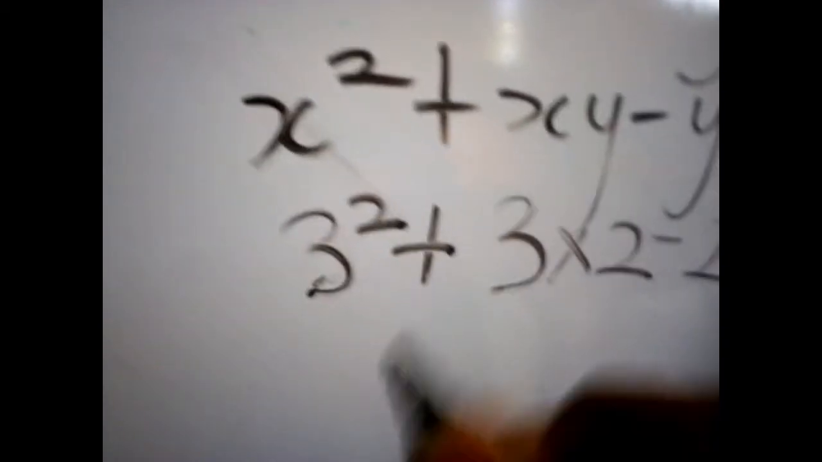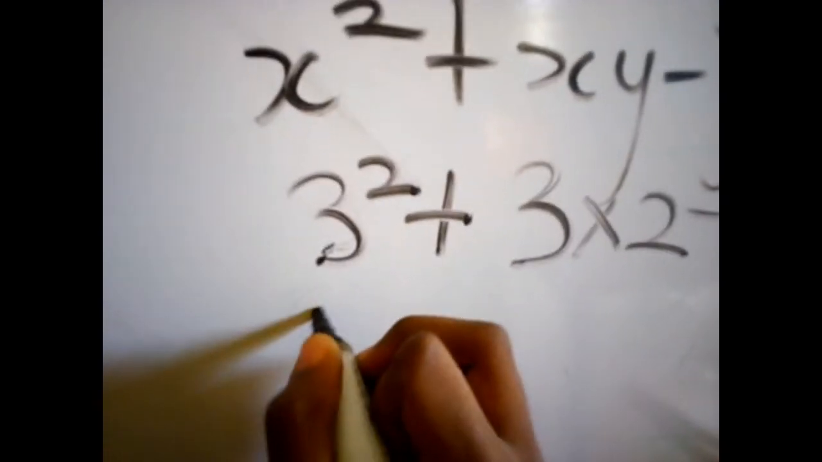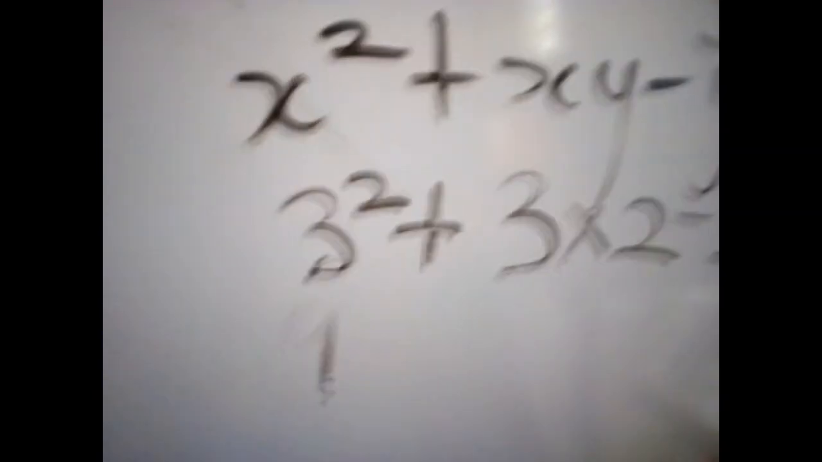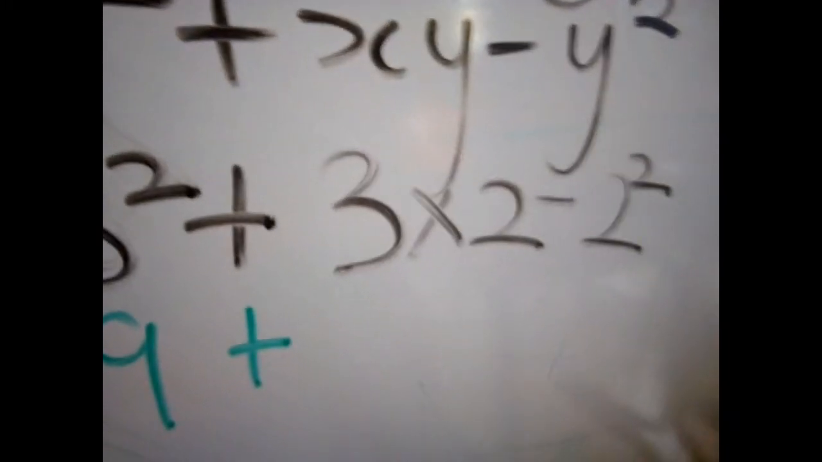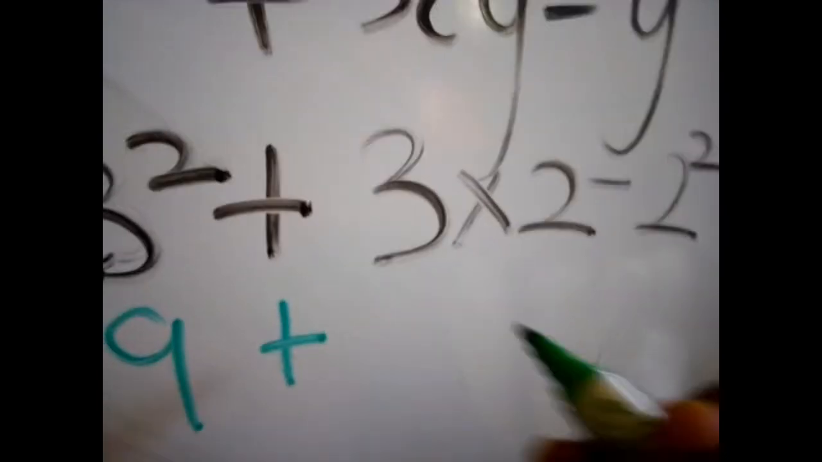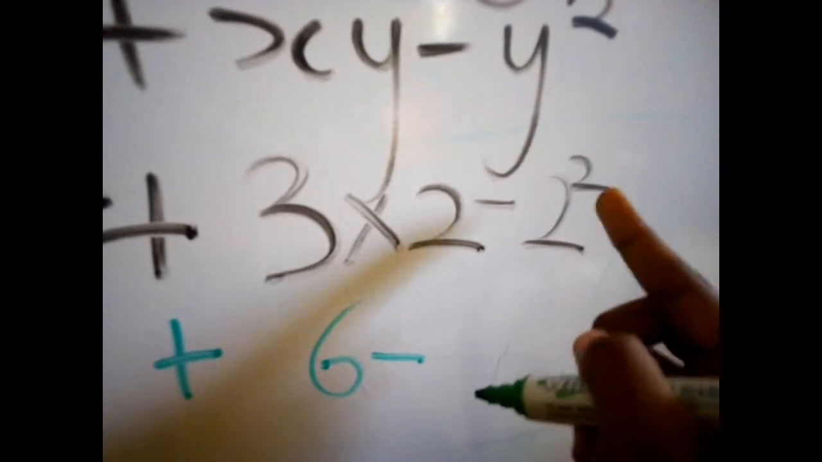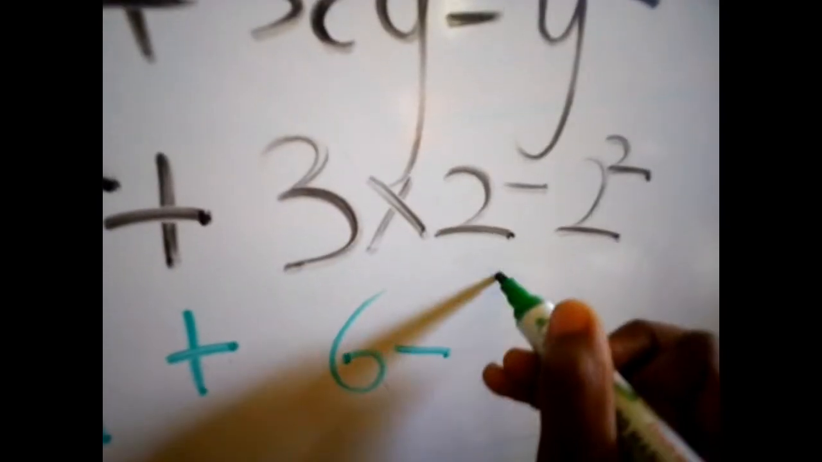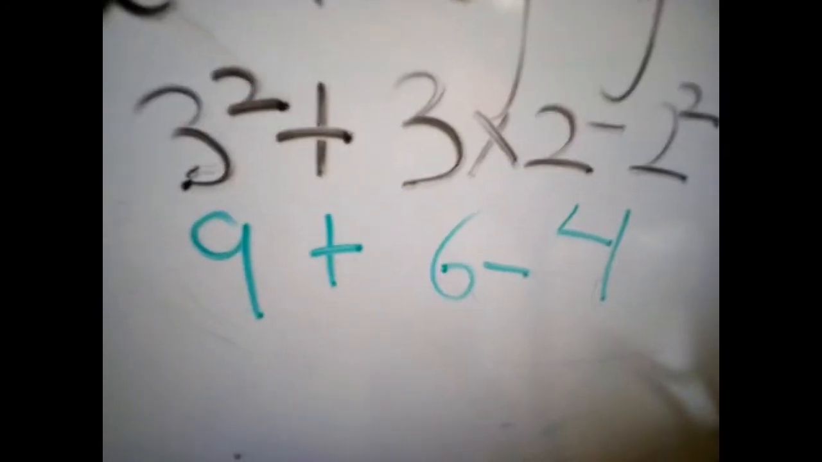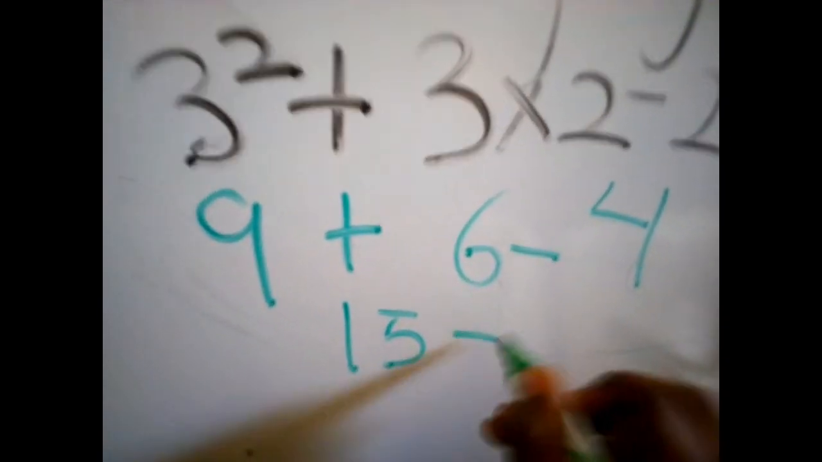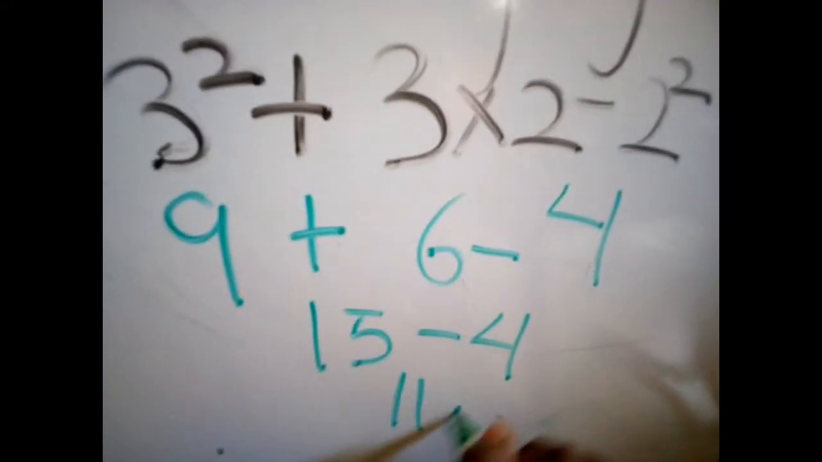So now let's solve. 3 squared is 3 times 3, which is 9. Then you bring the plus. Then 3 times 2 is 6. Then minus 2 squared, 2 times 2 is 4. So this is what you're going to get: 9 plus 6 minus 4. 9 plus 6 is 15, minus 4. And then you're going to get 11 to be your final answer.